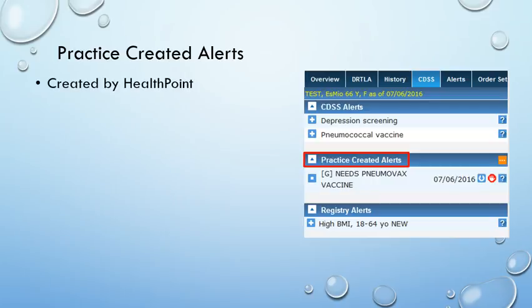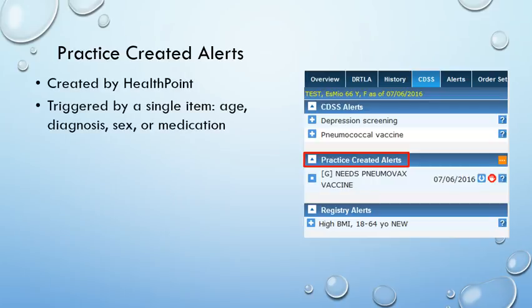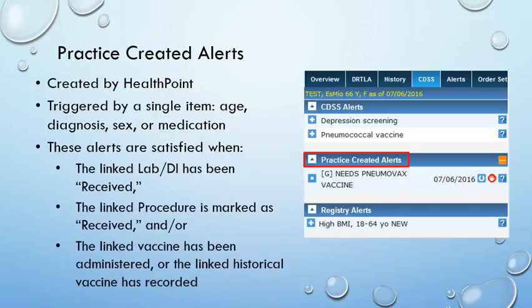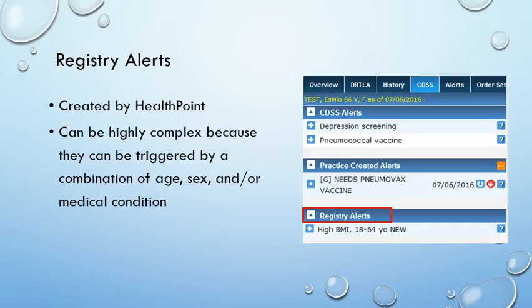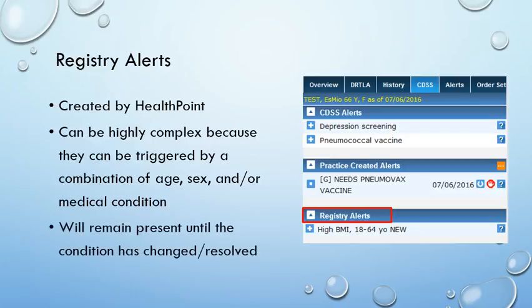Practice-created alerts were created by HealthPoint. They are triggered by a single item, such as age, diagnosis, sex, or medication. These alerts are satisfied when the linked lab or DI has been received, the linked procedure is marked as received, and/or the linked vaccine has been administered, or the linked historical vaccine has been recorded. And the registry alerts. These were also created by HealthPoint, and these can be highly complex because they can be triggered by a combination of sex, age, and/or medical condition. These will remain present until the condition has resolved or changed.